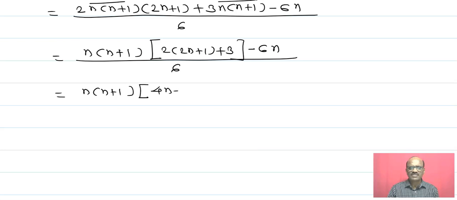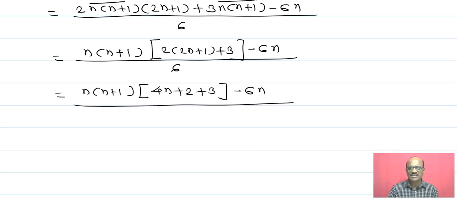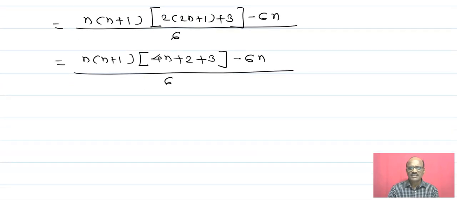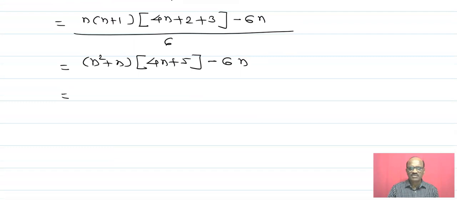Now again the simplification, that is n into n plus 1 in bracket 2 into 2n, that is 2n plus 2 plus 3 minus 6n upon 6, and that's why the simplification is n into n plus 1, that is n square plus n in first bracket, and second is 4n plus 5 minus 6n upon 6. I forgot to write the 6 there.